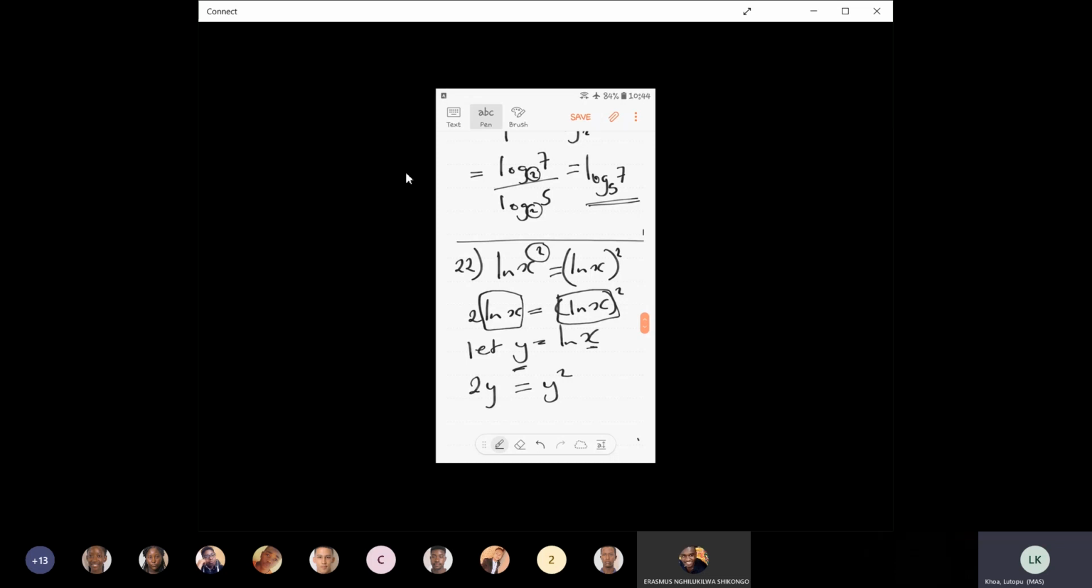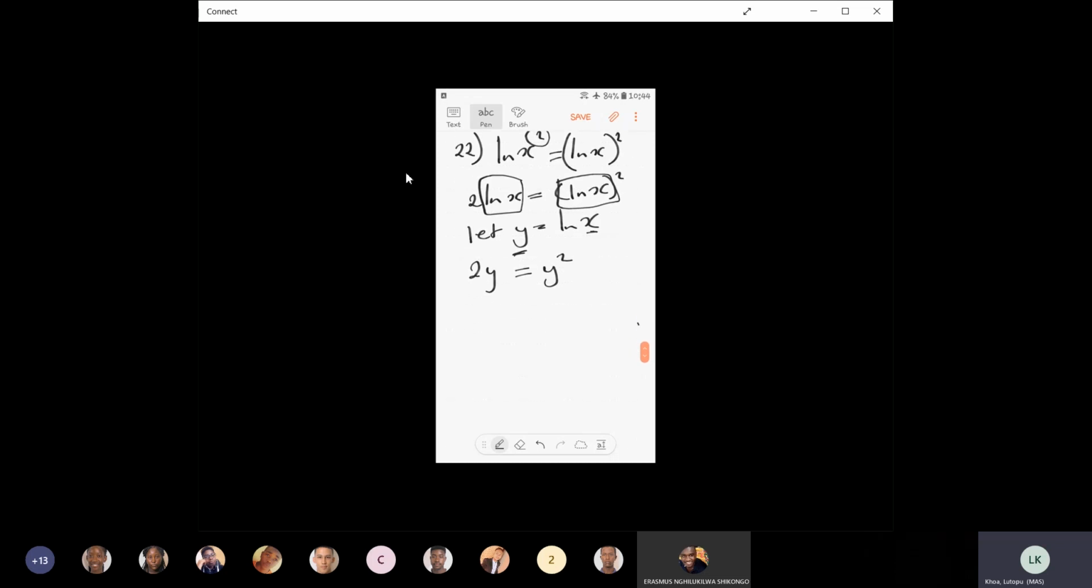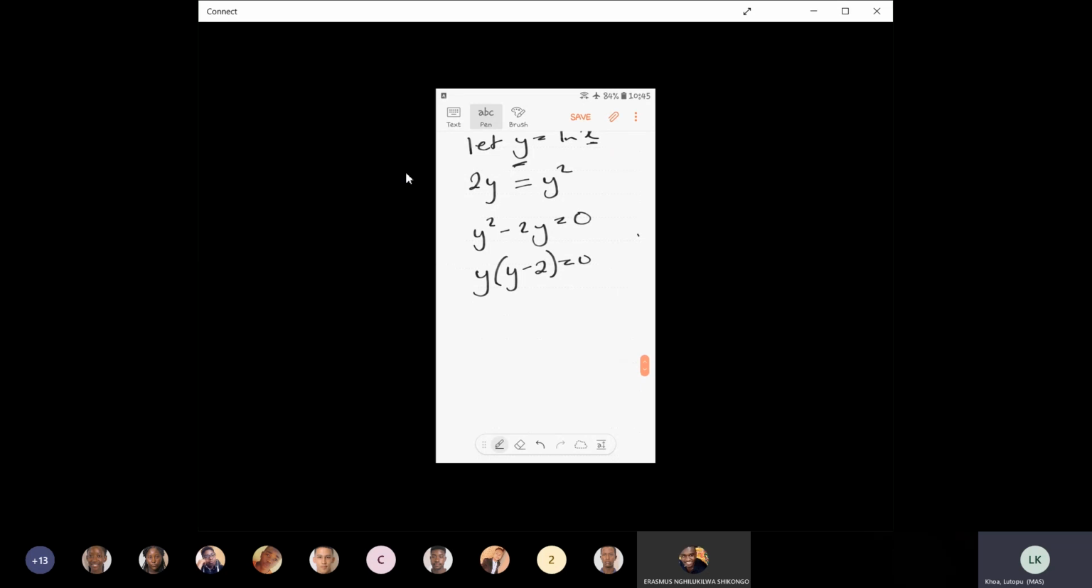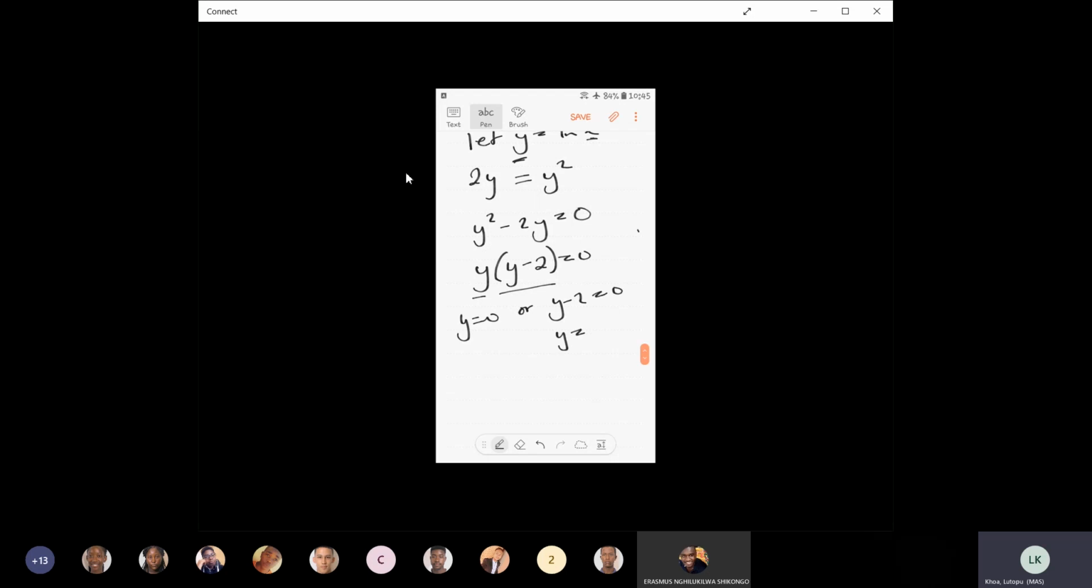Now this is a very simple quadratic equation to solve. You bring everything to one side, y squared minus 2y is equal to 0. Then you factorize, y is a common factor. So this is y times (y minus 2) is equal to 0. Two terms are multiplying and the answer is 0, it means the first one is 0 or the second one is equal to 0. So for the second one, this means that y is equal to 2.